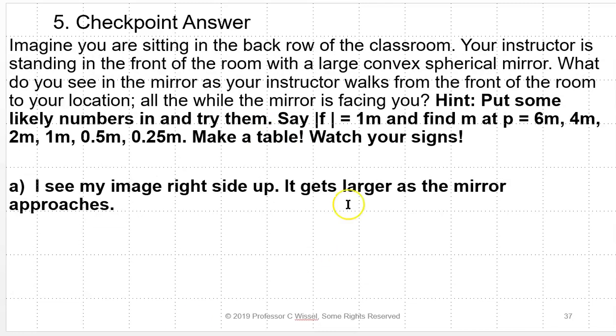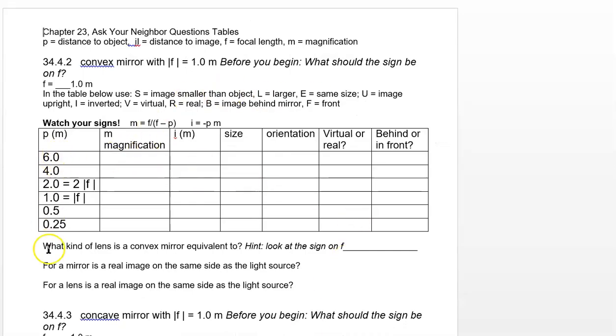Okay, so what you're going to do is plug in the numbers that I give you. Okay, here they are. You have a convex mirror. F is 1 meter. Make it easy. Focal length of 1 meter. The first thing you want to do is determine the sign on F. It's a convex mirror, so be careful with that.